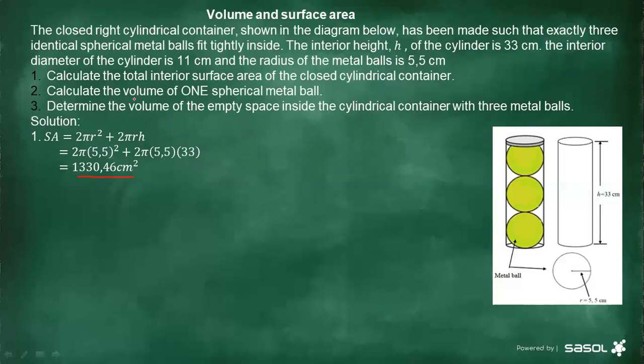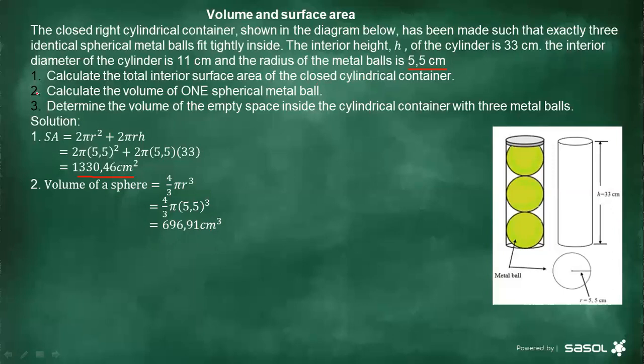Number 2, calculate the volume of one spherical metal ball. You can see we only have to calculate the volume of one. Let's calculate, that is the formula for the volume of a sphere. You then substitute, because it is given that the radius of the metal ball is 5,5 centimeters. Then you press your calculator, it gives us 696,1991 cubic centimeters. That is the volume.